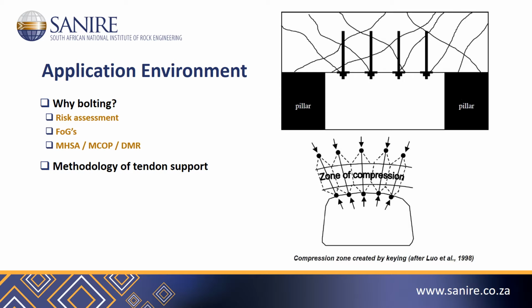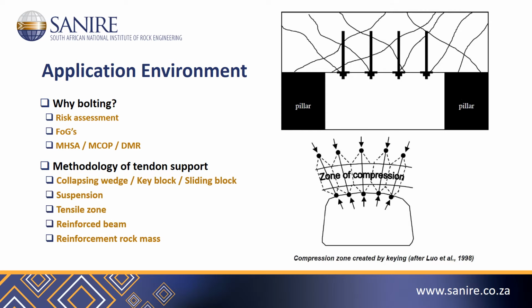Looking at the methodology in doing tendon support, there are various methodologies of keeping the environment safe. Firstly, we can design a system to cater for collapsing wedges and make sure that stays in place, key blocks and sliding blocks. Also create a suspension system where you have weaker material suspended in the competent rock on top. We also may need to support on top of the tensile zone. We can create a reinforced beam, or we can also reinforce a total rock mass if we have very bad quality rock involved.